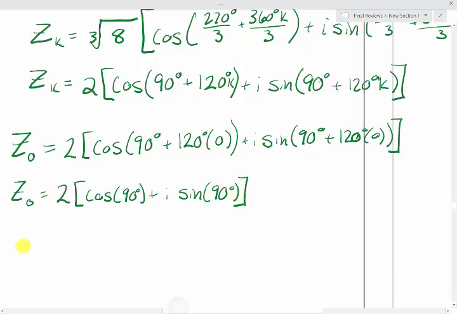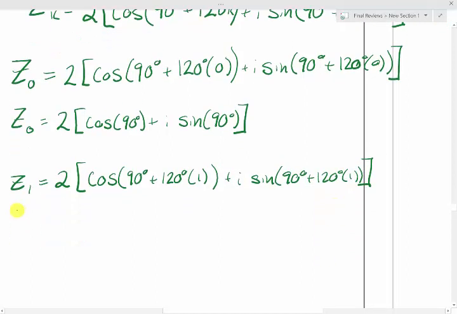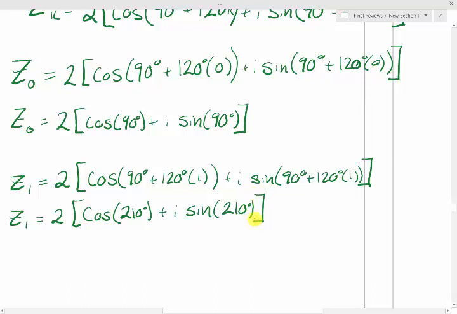Then we can find our next one, z sub 1. So this time I'm going to replace all the k's in my formula with 1. And then we simplify again. So 120 degrees times 1 is 120 degrees. Plus 90 degrees gives me 210 degrees. So this is going to be 2 times the cosine of 210 degrees plus i times the sine of 210 degrees. And we want to leave it in that form.